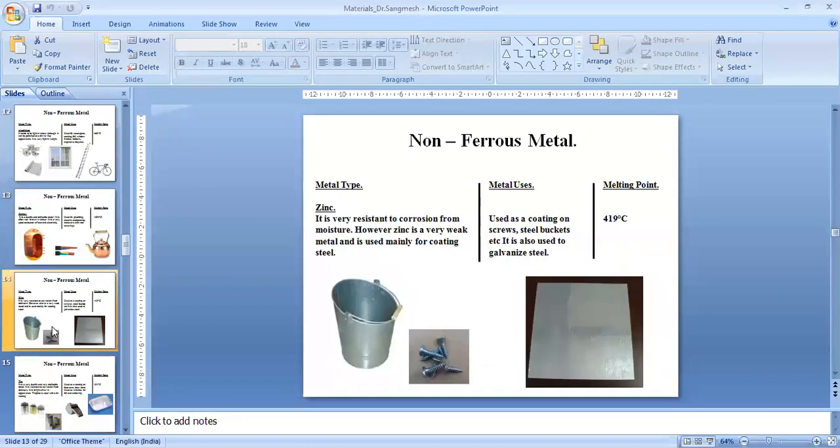Zinc has very high resistance to corrosion. So don't get confused. It is resistant to corrosion. It is not a corrosive material. Of course, non-ferrous metals are non-corrosive, but it offers resistance to corrosion against moisture. However, zinc is a very weak metal. Hardness, toughness, or strength wise, it is very low compared to aluminum and copper.